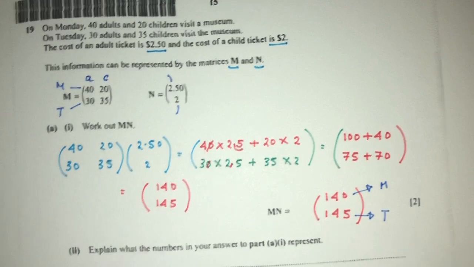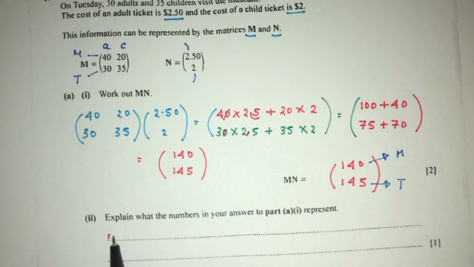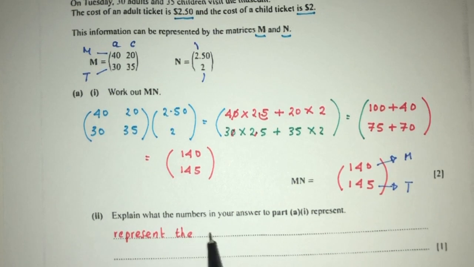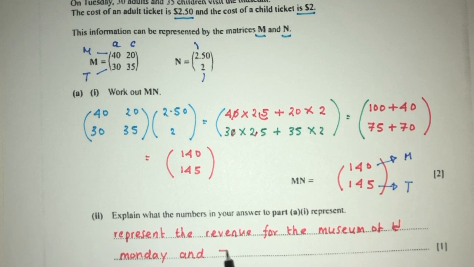So you can write this down. They represent the revenue or income for the museum on Monday and Tuesday respectively. I guess respectively, just to show that we know the order. Okay, that will be part 2.